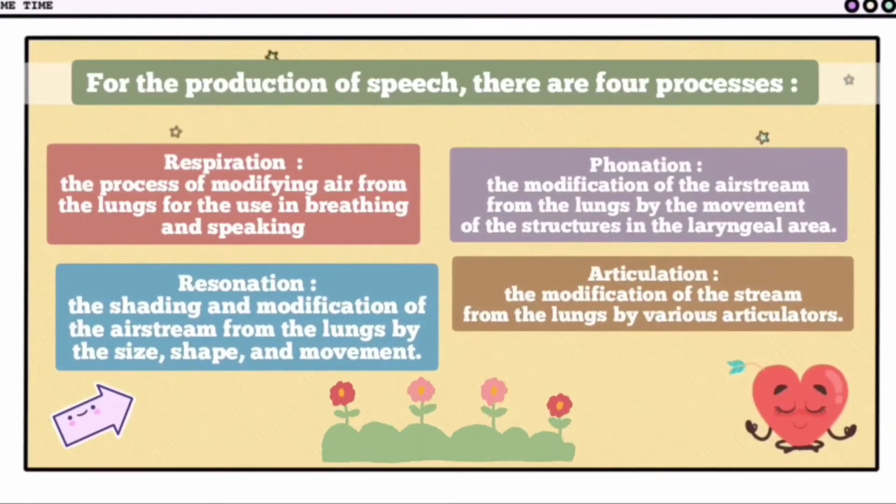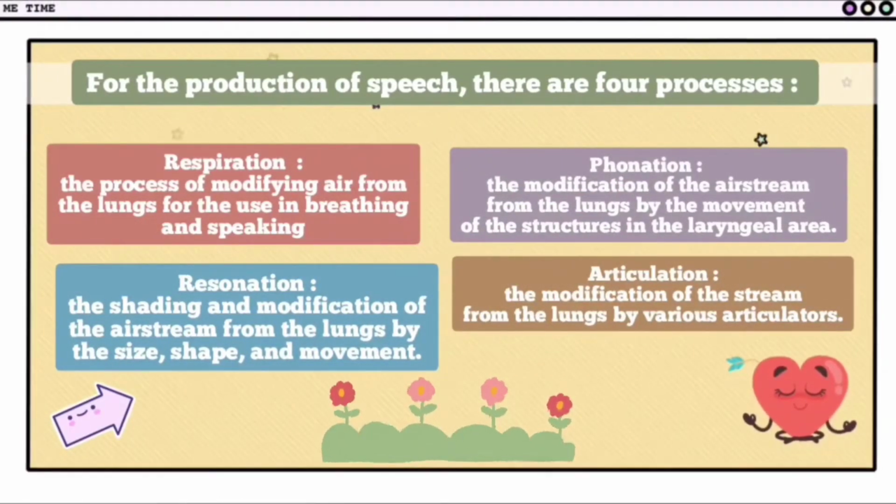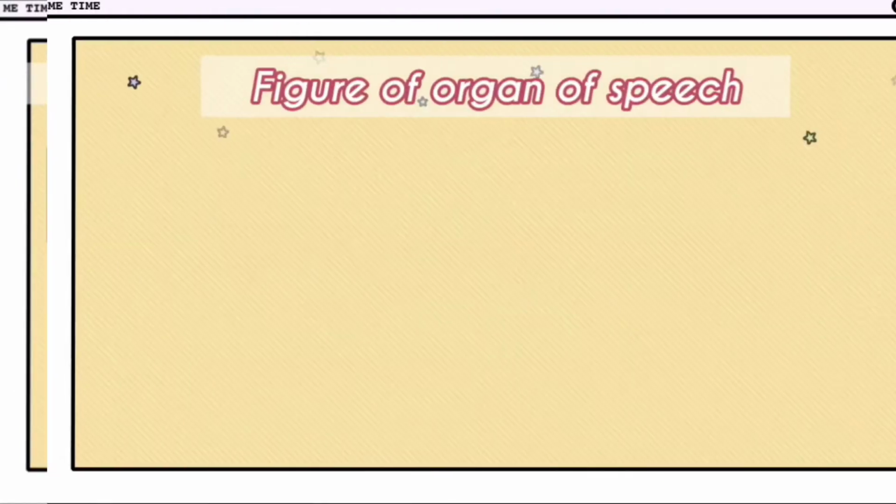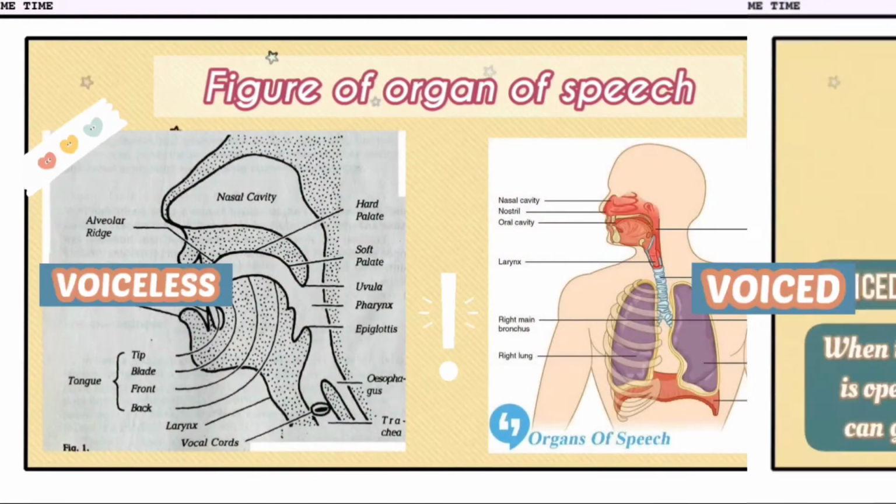There are 4 processes to produce speech. The first one is respiration. It happens in the lungs. The second is phonation. It happens in the larynx. The third is resonation. It happens in the pharynx. The fourth is articulation. It happens in the oral cavity. This figure can help you to know more about the details.